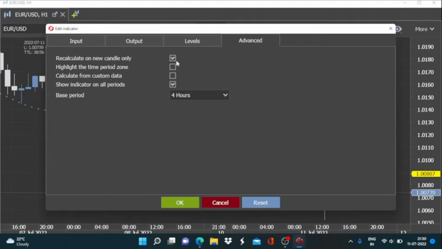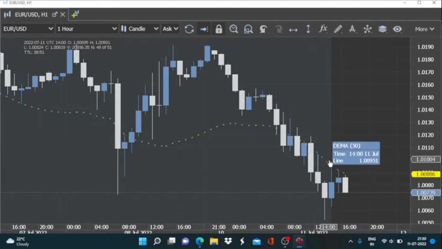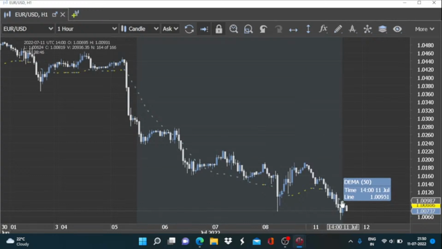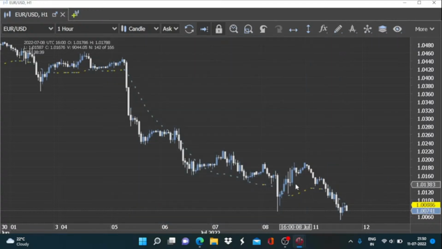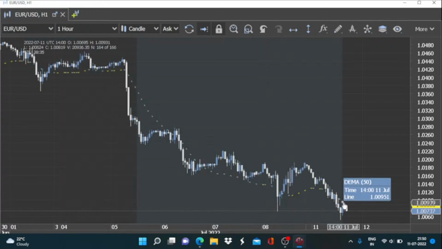Okay, highlight the time period zone. If I use it to highlight the time period zone, then you can see that for this 50 DMA, the calculation period is being highlighted here. So this is the calculation period based on which these values have been arrived at.